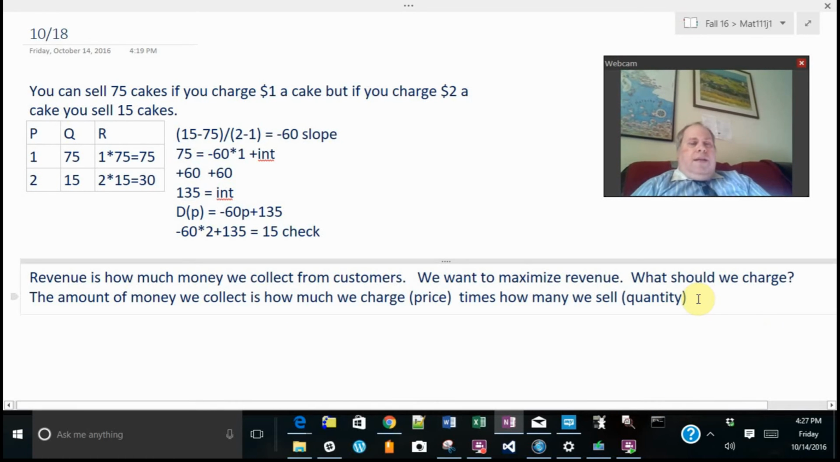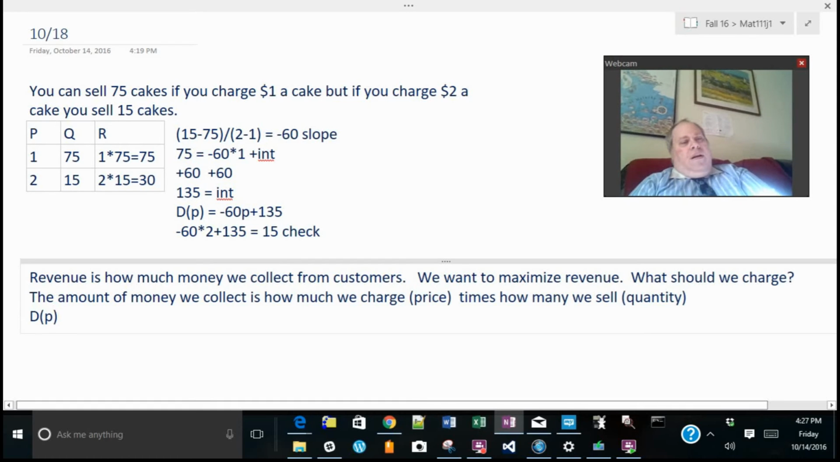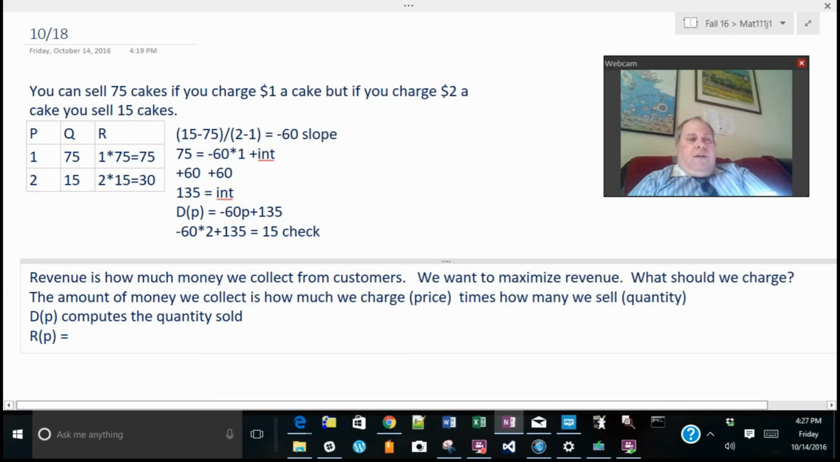So let's take our formula for demand. D of P computes the quantity sold. So we can create a formula that takes price and gives us revenue. We're going to do R of P equals D of P times P.